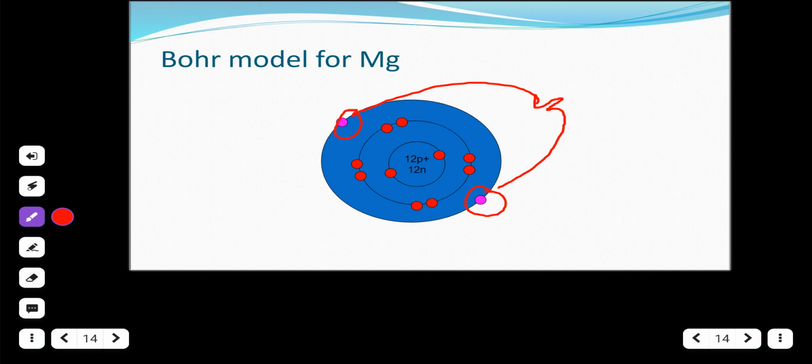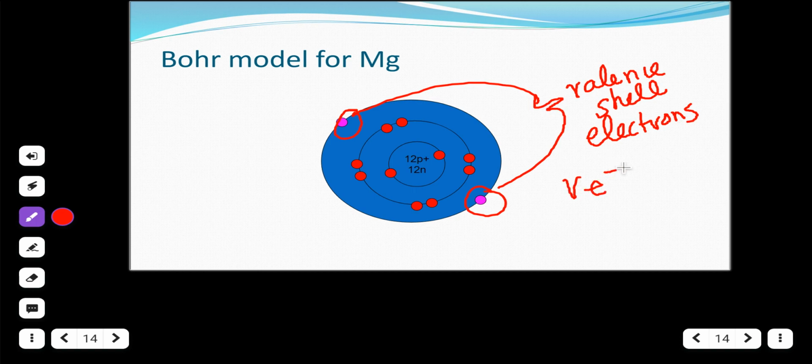So those 2 electrons, being on the outside of the shell or the atom, are called valence shell electrons. You'll hear a lot of chemistry students or teachers just say valence electrons, VEs. These are the most important electrons in the entire Bohr model. Every atom will contain some amount of valence electrons. Those are the electrons, again, on the outer shell for that atom. In this case, magnesium has 2 valence electrons.